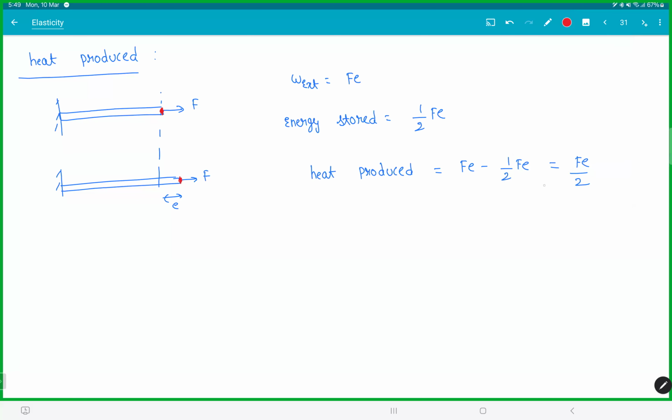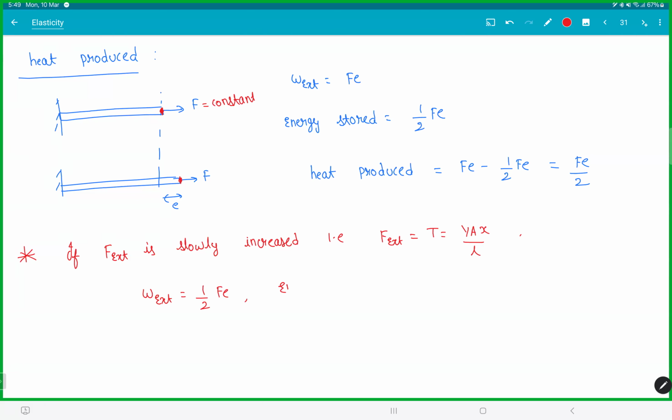They can ask this as a statement question. Suppose the external force F is slowly increased. Here we gave a constant force. Instead of a constant force, if F external is slowly increased, then F external will always be equal to tension, which will always be equal to YAe by L. Then the work done by the external force will also be half Fe, and the energy stored will also be half Fe. This was a statement question, more than one choice.